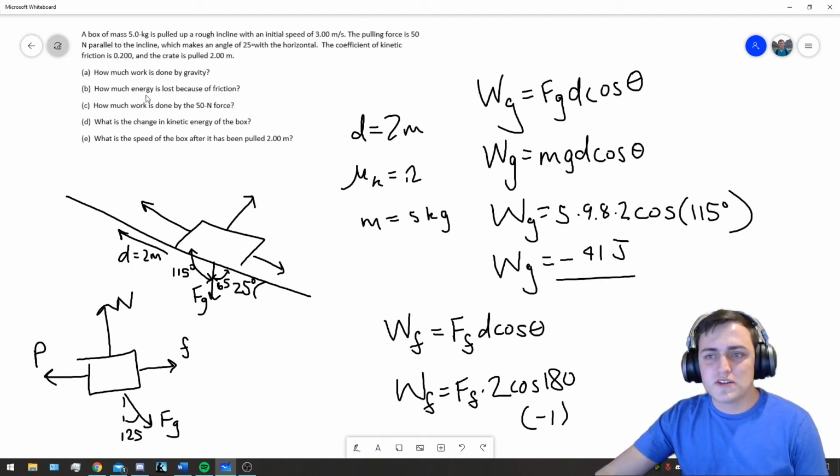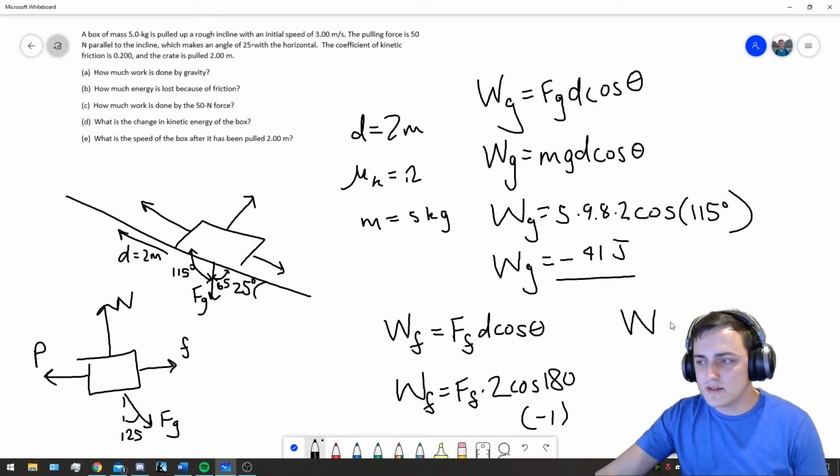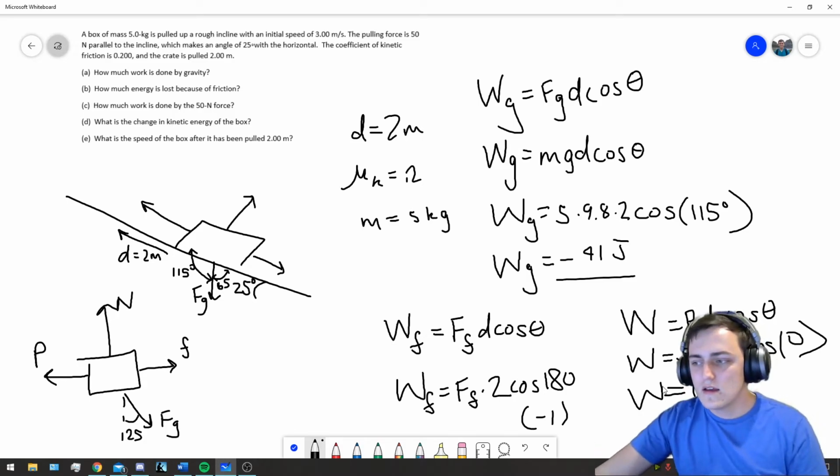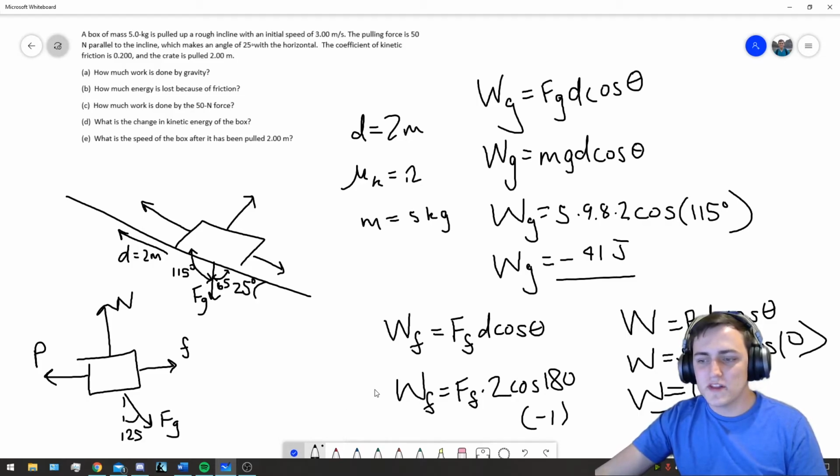We have to see how much work is done by the 50 Newton force. Well, work is the push times the distance times cosine theta. The push is 50 newtons times 2 meters times the cosine of the angle between them. They both point in the same direction, so the angle between them is 0. And so our work done here is just 100 joules. It's just the force times distance, since they point in the same direction. And we can find our work done by the force.